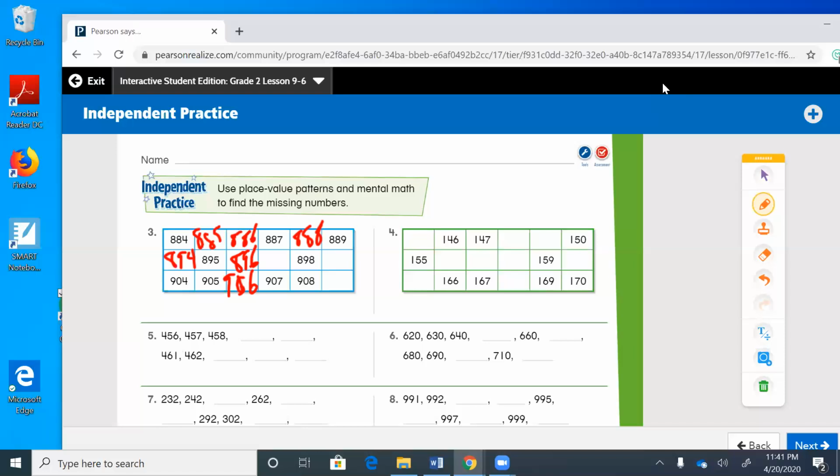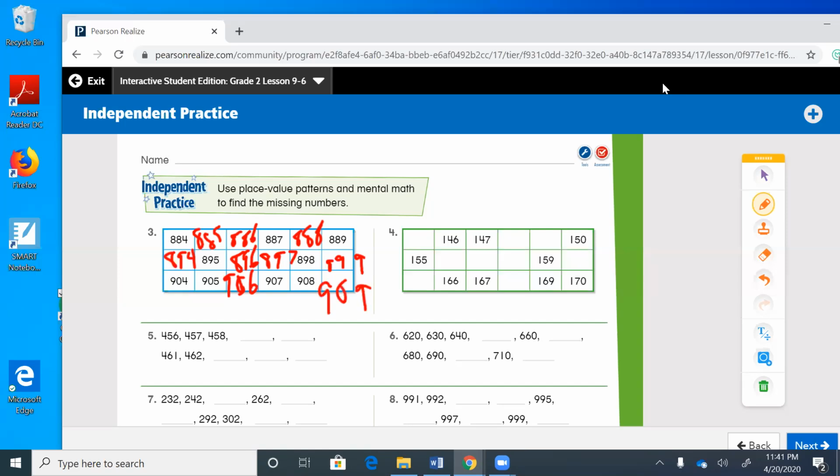All right, let's try counting by tens. 887, 897. Remember, the tens digit changes. 889. What comes next? 899. Now, this is just where I think a lot of you will have a little bit of trouble because you're switching to a different number. So you can count by ones. 904, 905, 906, 907, 908, 909.